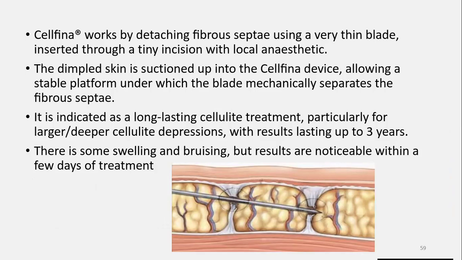Cellfina works by detaching the fibrous septa using a very thin blade inserted through a fine incision with local anesthesia. The dimpled skin is suctioned up into the device, allowing a stable platform under which the blade mechanically separates the fibrous bands, as you can see in this picture. It's indicated for long-lasting cellulite treatment, particularly for larger and deeper cellulite, with results lasting up to 3 years. There is some swelling and bruising, but results are noticeable within a few days of the treatment.